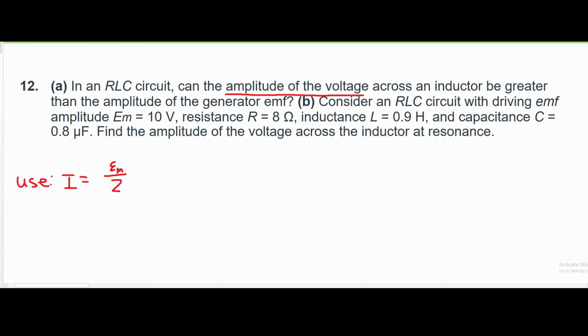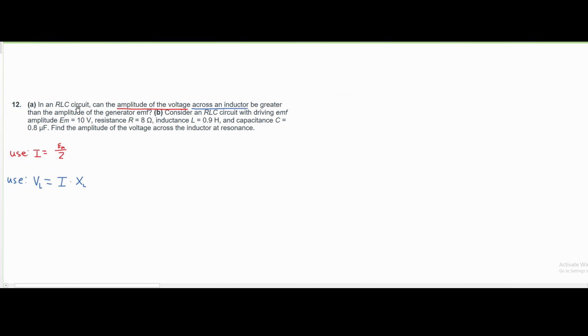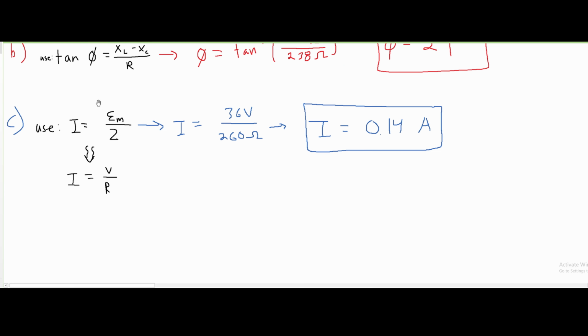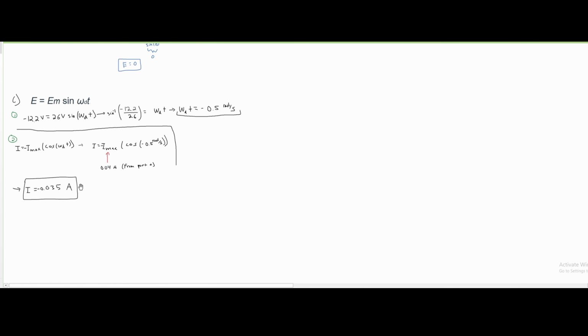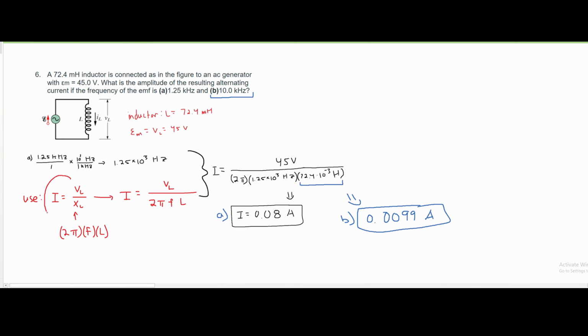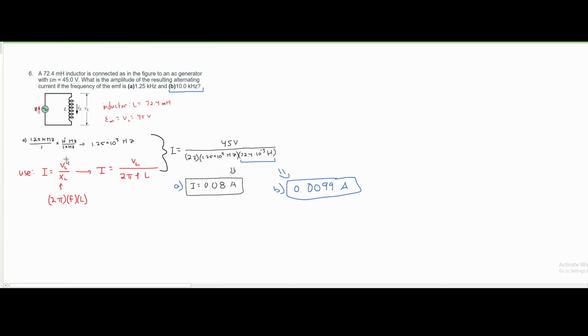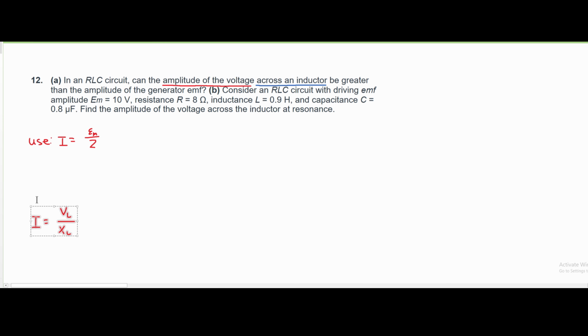If we paste this down here, we can now look at our next part, which is across an inductor. And maximum voltage across an inductor is just the voltage of our inductor, and that's going to be equal to our I times the XL. Again, if we're asked, can the amplitude of the voltage, which is this right here, across an inductor, which if we look back at a previous problem, we used this formula, I is equal to V of L over X of L. So we can just take this formula right here and paste it in like this.